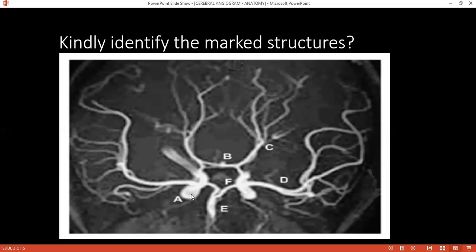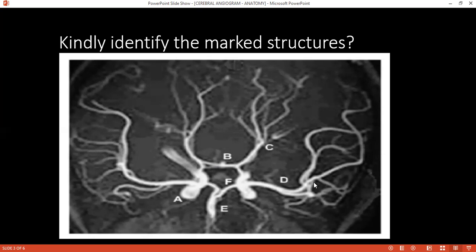Can you identify number A, please? It is the internal carotid artery. Very good. And B, please. Anterior communicating artery. Very good. C. Anterior cerebral artery. Yes, good.